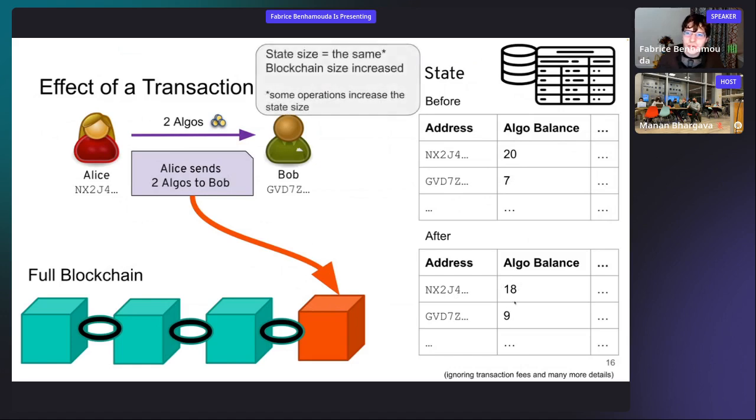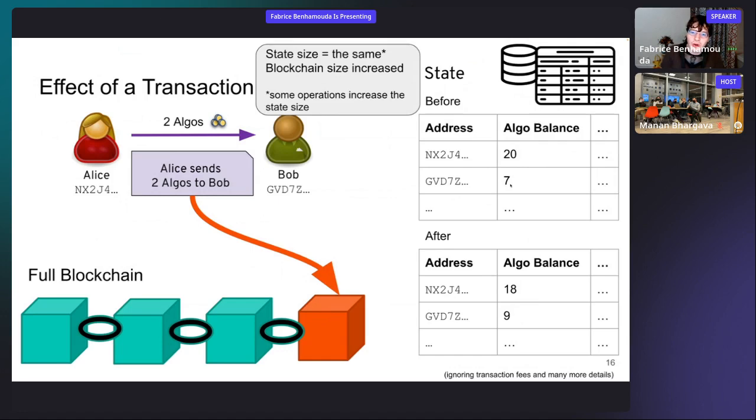And what's very interesting to remark is that when you did this transaction, the full blockchain increased, like you have 1 more transaction. So it becomes much larger. But the state did not increase in size. We just changed 2 rows in the database of the state, but we did not add any row.